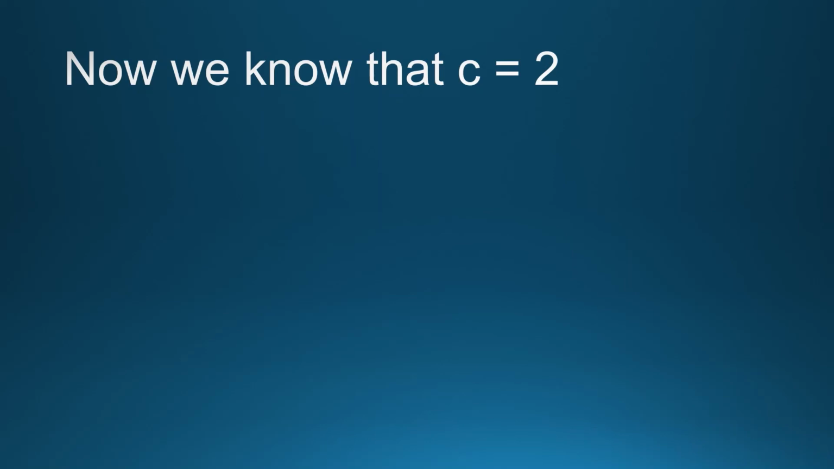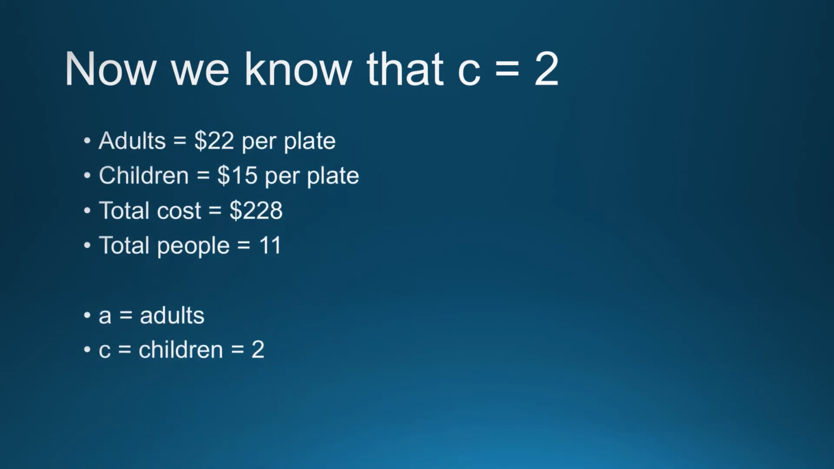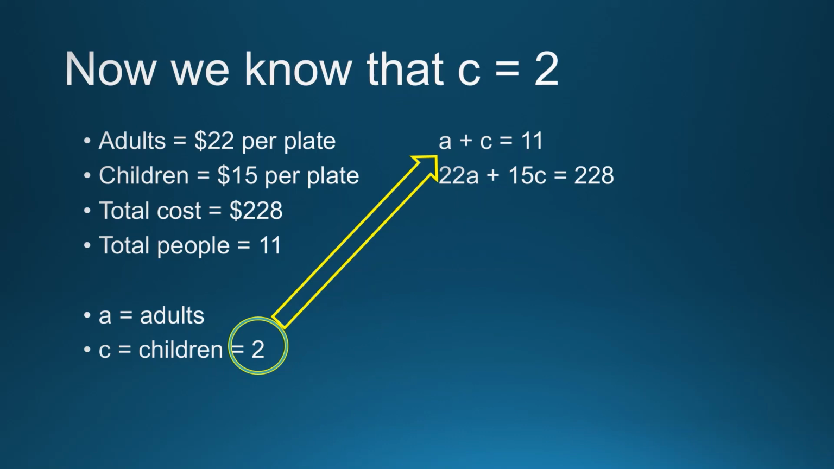All right, now we know that C equals 2, so there were two children. Again, writing out what we know, we know 2 children. We're going to plug that into one of our equations. We don't need to change anything at all. Just plug it in: A plus 2 equals 11. Subtract the 2 from the 11 and you get A equals 9, so 9 adults and 2 children.